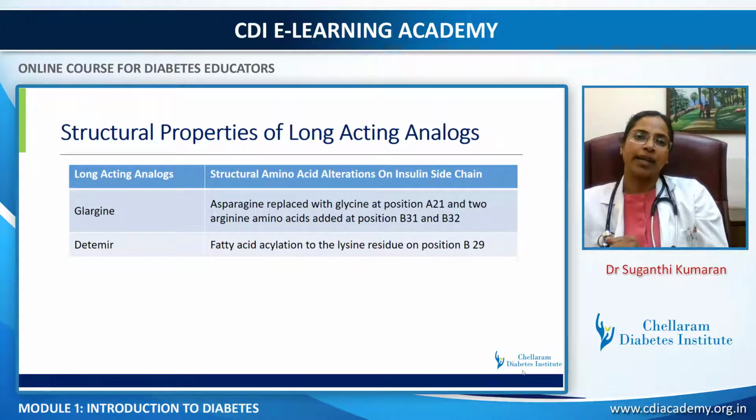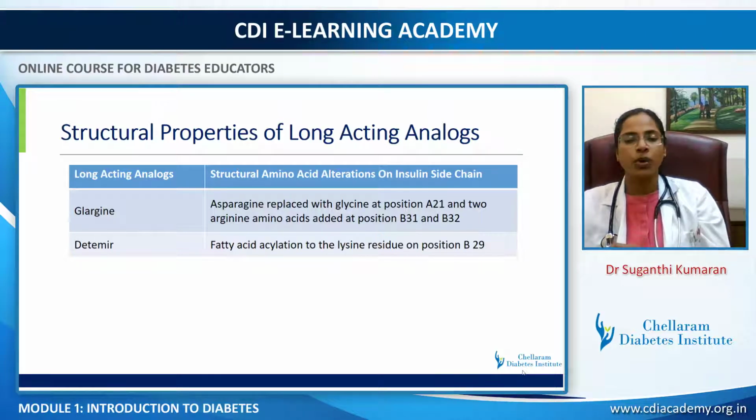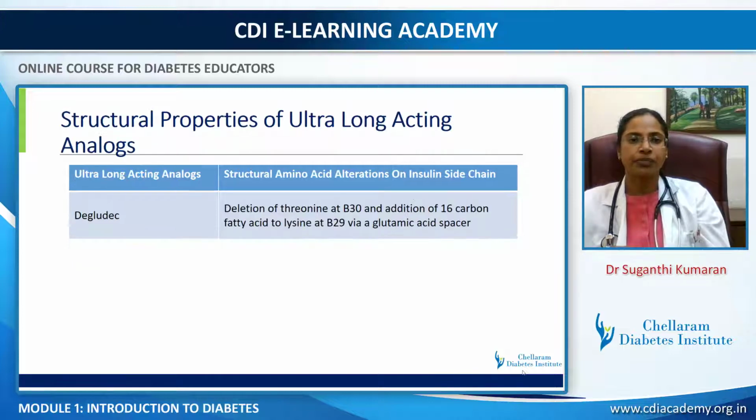In the case of long-acting analogs, what are the structural changes that have happened? In glargine, asparagine replaced with glycine at position A21. A is the A chain of insulin and the 21st position. And two arginine amino acids are added at position B31 and 32. And what is the structural property or the change in detemir? A fatty acid acylation to the lysine residue on position B29 has been added.